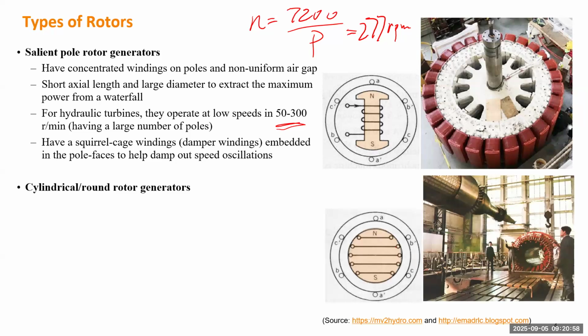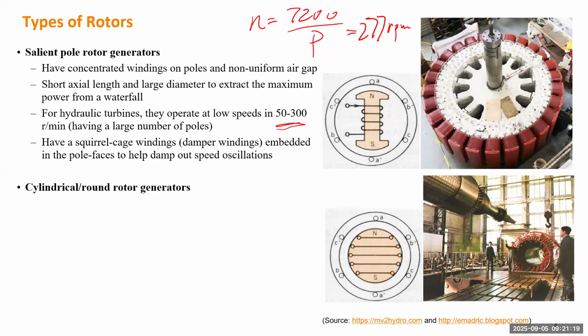The damper winding is not important for this course because we focus on steady state. For steady state condition, damper winding can be ignored. But when you take a 422 course, if we come back to the generator modeling, we have to model that damper winding. But fortunately, in this course, we ignore the damper winding.